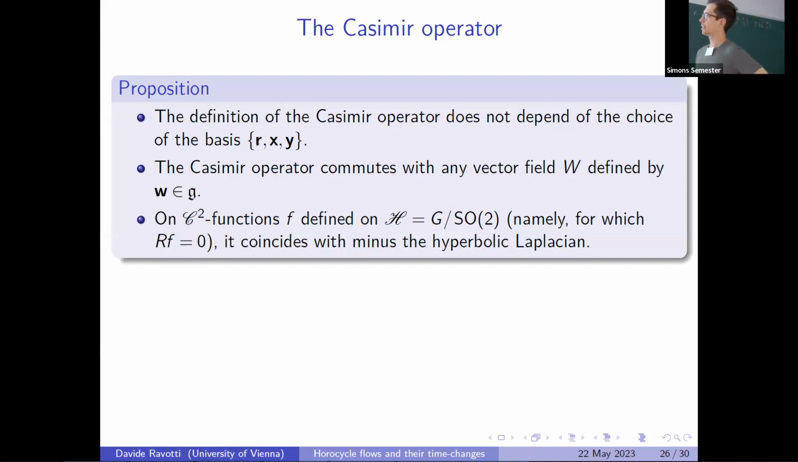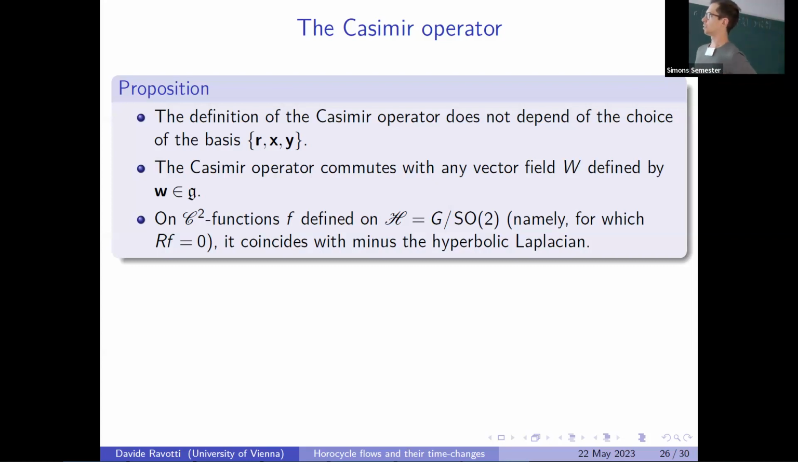And so by this identification, if I now take a C2 function on the hyperbolic plane, I can think of it as a C2 function on G that is invariant by rotations. So I can think of functions on the hyperbolic plane as, again, functions on G invariant by SO2. And the rotation is generated by this element here. So I can think of them as functions on the group such that the derivative in the direction of this vector field is 0. And it turns out that this operator, the Casimir operator on functions of this type, coincides with minus the hyperbolic Laplacian.